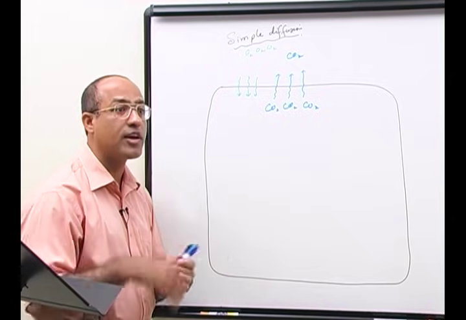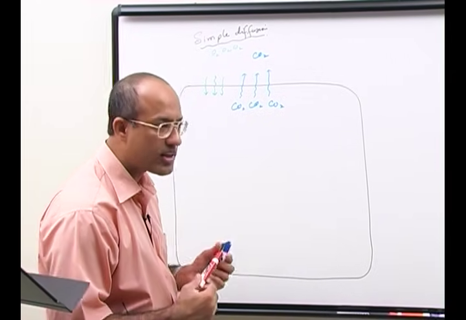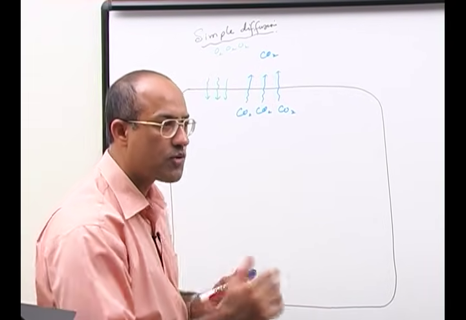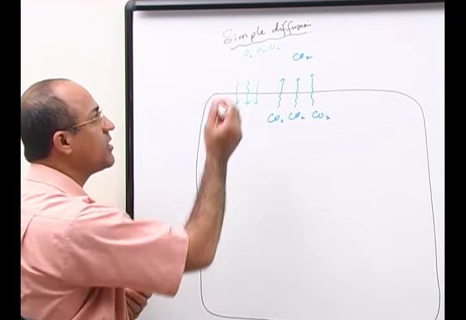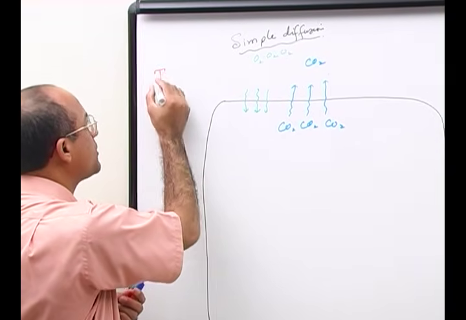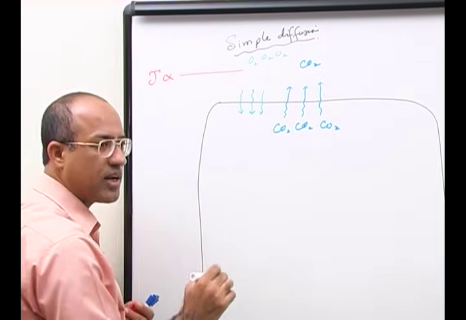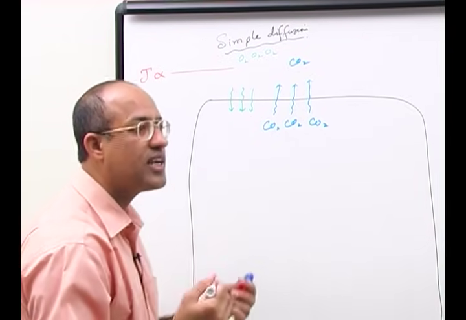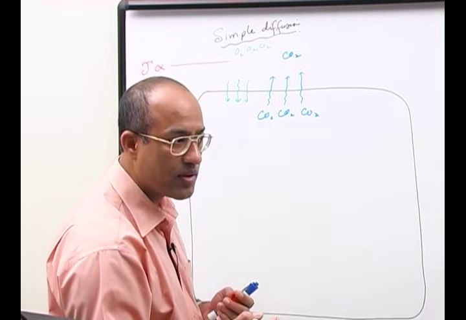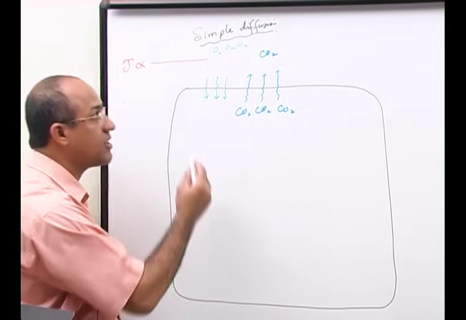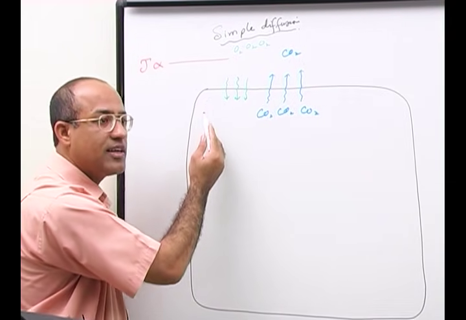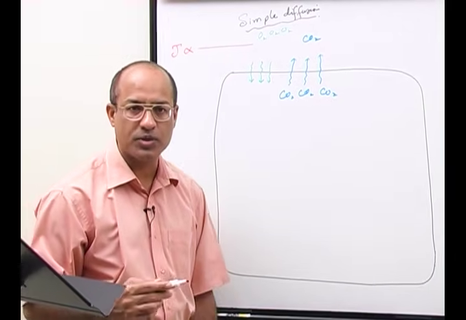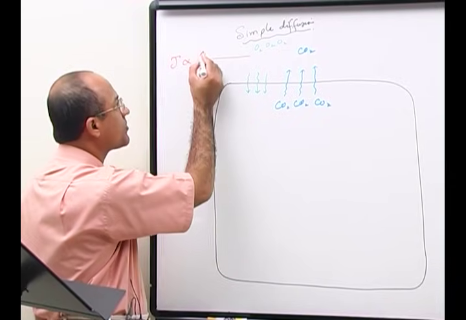Now, the rate of diffusion depends on which factors? What are the factors which determine how fast a substance will diffuse across the membrane? Number one, for example, the rate of diffusion is directly proportional to the concentration gradient. If the concentration gradient across the membrane is very high, substances will diffuse more rapidly. But if the concentration of a substance across the membrane is similar, diffusion will be very slow. So number one factor which determines the rate of diffusion is the concentration gradient.